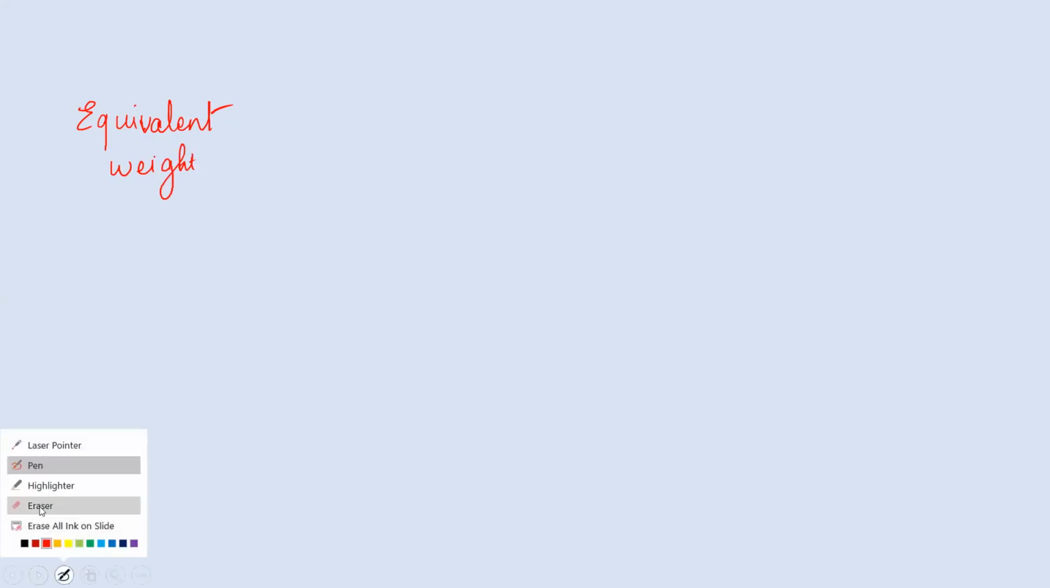Now, how do you calculate the equivalent weight? Does anybody know how to calculate the equivalent weight, or we'll use the word mass? This is a bit of chemistry, but it is equal to molecular weight divided by the valence factor. Okay, equivalent mass can be calculated by this formula.